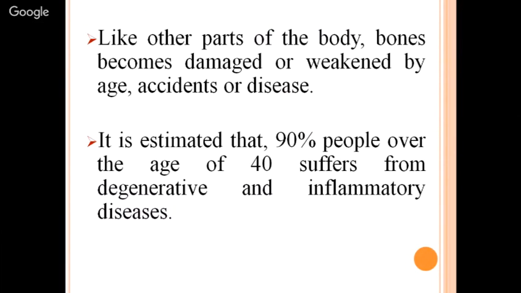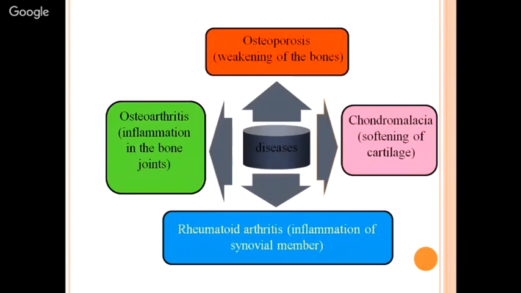Like other parts of the body, bone becomes damaged or weakened by age, accidents or diseases. It is estimated that 90% of people over the age of 40 suffer from degenerative and inflammatory diseases. In ladies, it is osteoporosis, weakening of the bone, and osteoarthritis. Many patients suffer from inflammation in the bone joints, which is called osteoarthritis. In accidents also, many people lose their bone, or many bones are damaged.